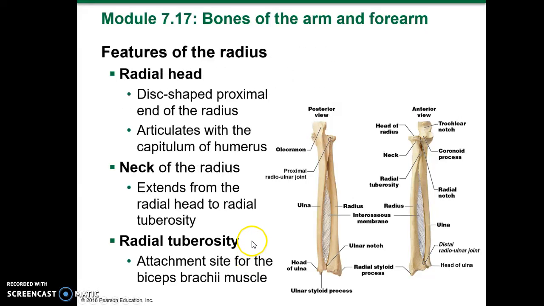Okay, looking at the radius, you'll see we also have a radial head, and this is the disc-shaped proximal end of the radius. In this case, the radial head really is at the upper side compared to the ulna, and it articulates with the capitulum of the humerus. Then the neck of the radius is here. It extends from the radial head to the radial tuberosity, which is the attachment site for the biceps brachii muscle.